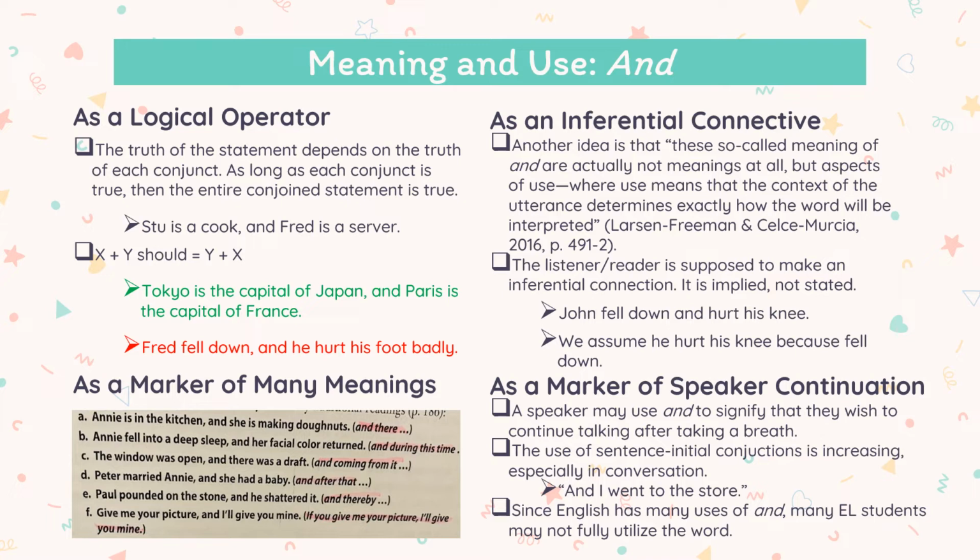The fourth way to look at the word and is as a marker of speaker continuation. A speaker may use and to signify that they wish to continue talking after taking a breath. So it's used as a discourse marker. The use of sentence initial conjunctions is increasing, especially in conversation. So you might see or hear something like, and I went to the store.